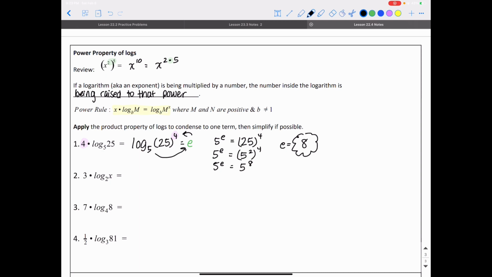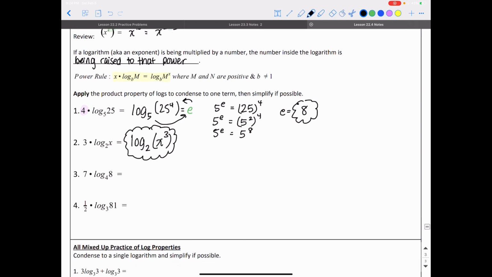For the second one, I have 3 times log base 2 of x. That's going to be log base 2 of x to the 3rd power. I can't simplify that any further. I don't know what x is, so this is my answer. Should put that in parentheses. Should actually have put this in parentheses too here. This should have been written as 25 to the 4th power, like that.